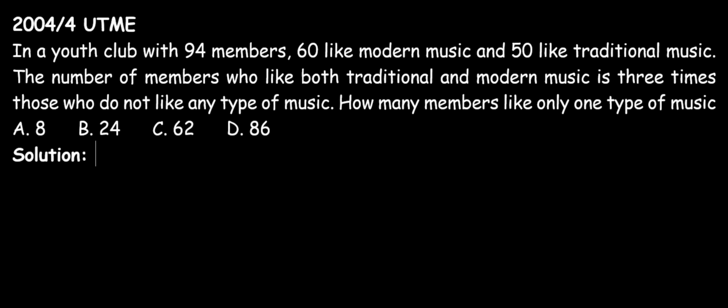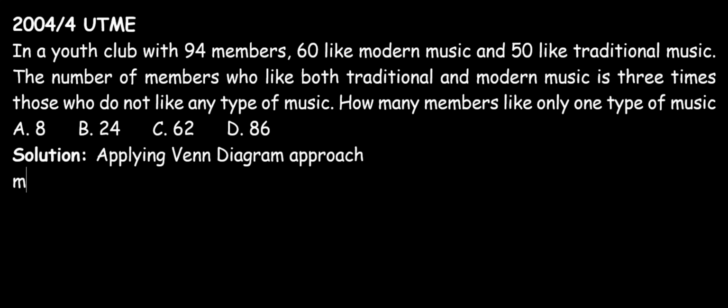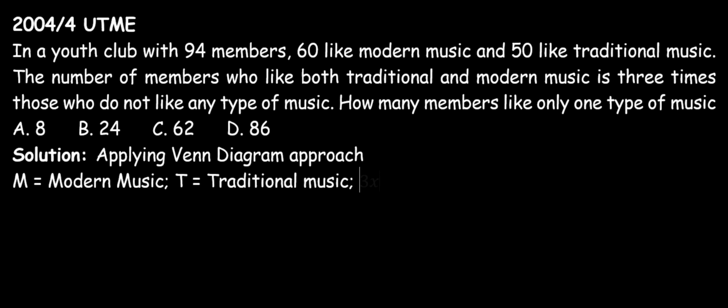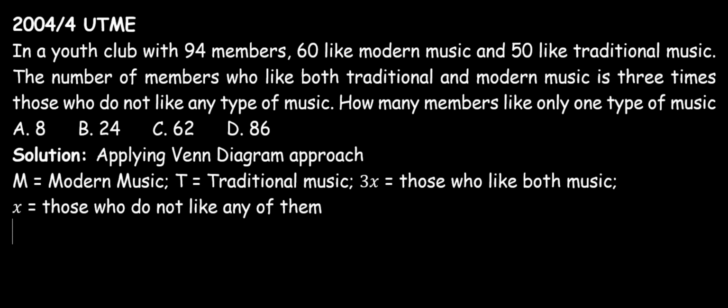Another example. In a youth club with 94 members, 60 like modern music and 50 like traditional music. The number of members who like both traditional and modern music is 3 times those who do not like any type of music. How many members like only one type of music? The options are given. Solution. Applying the Venn diagram approach, we have M, let it be for modern music, and T represent traditional music. 3S will be those who like both music, and S will be for those who do not like any of them. From there, we can now sketch our diagram.